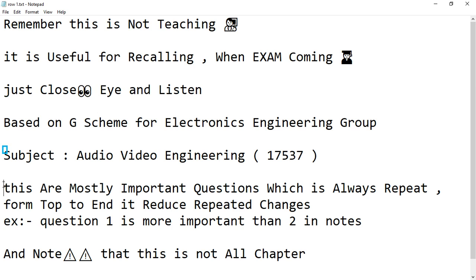17537. These are mostly important questions which always repeat. From top to end, it reduces repeated changes. Question 1 is more important than 2 in the notes. And note the warning sign that this is not all chapters.